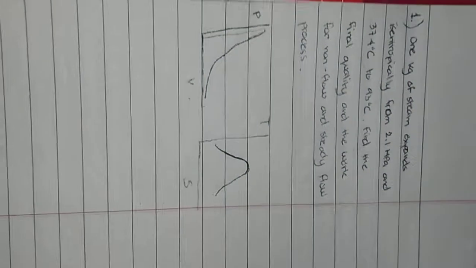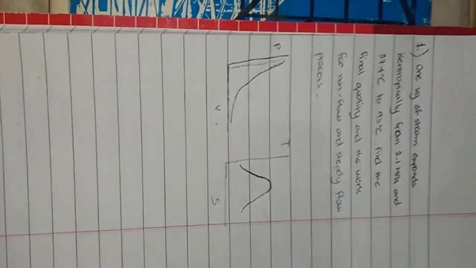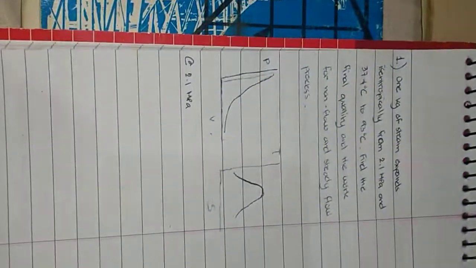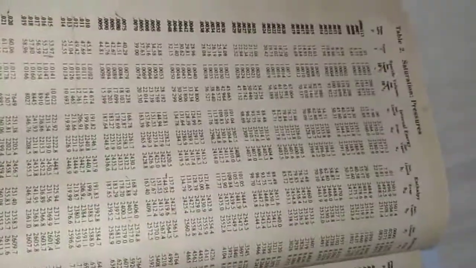Okay. So next, we will try to locate whether it is in the superheated region, in the mixture, or on the saturated line. So at 2.1 MPa, we look at saturation. What is the saturation temperature equivalent of 2.1 MPa? So we look in the pressure table. So, 2.1.